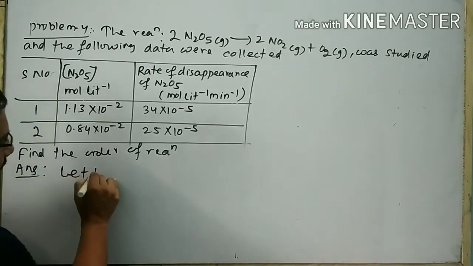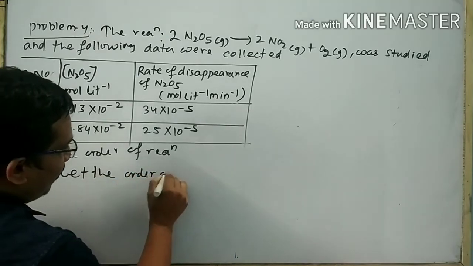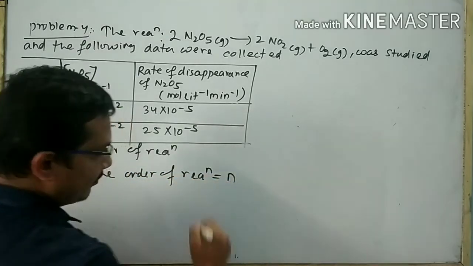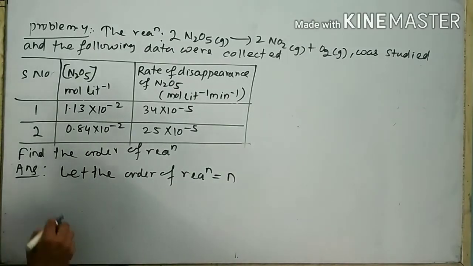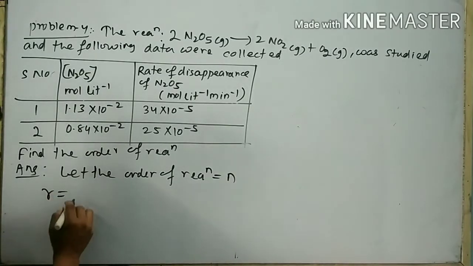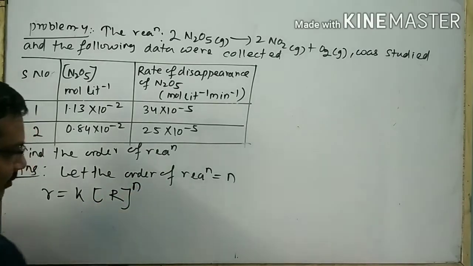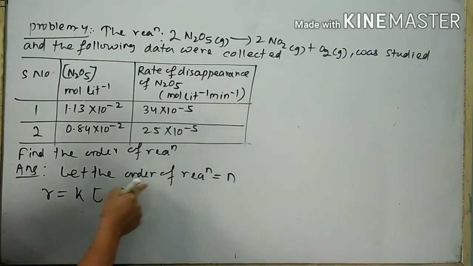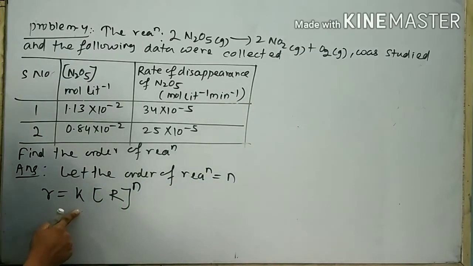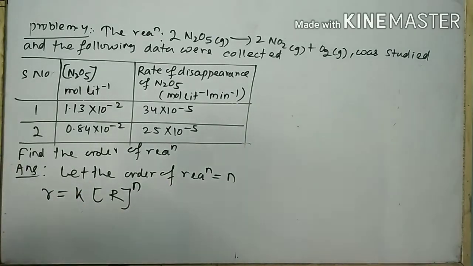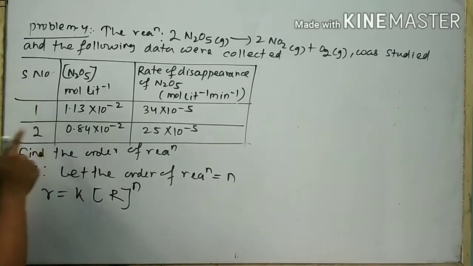Let the order of reaction equal n. We know that according to the rate law, R equals K into the concentration of R to the power n, because the order of reaction is n, and this is the expression for the rate of reaction according to the rate law. For a particular reaction, the value of K is constant at a constant temperature. Now apply this equation to experiment 1 and experiment 2.